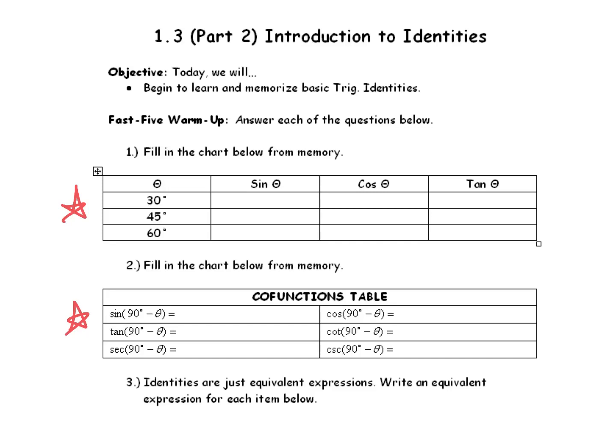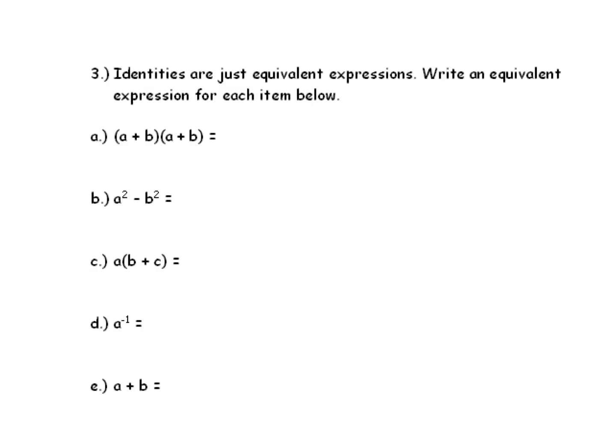All right, so here in 1.3 part 2, you took a minute, hopefully from memory, to fill out question 1 and question 2. Again, if you had trouble filling these in, you can definitely look back a page or two in your notes. 1.3 part 1 has those filled in for you. And we're going to go ahead and talk about these things we call identities now.